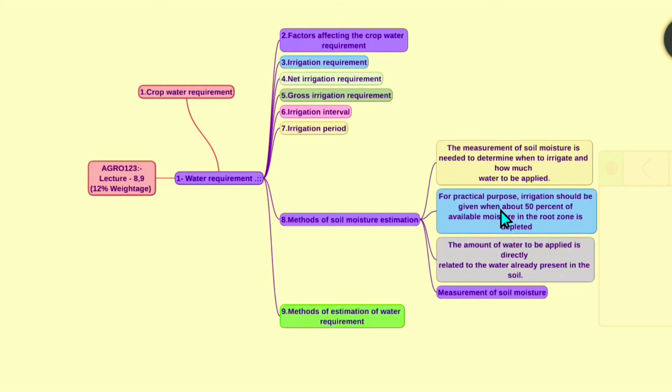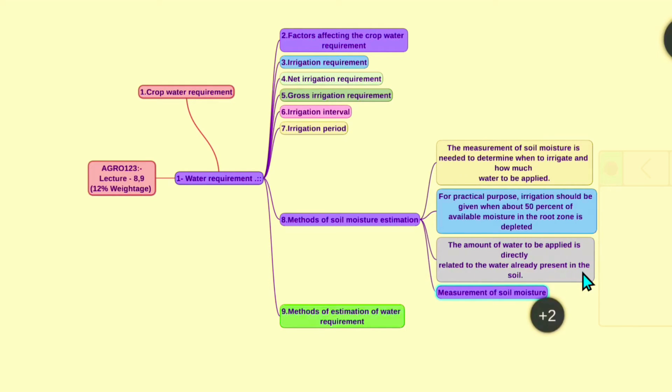And for practical purpose, irrigation should be given when about 50% of available moisture in the root zone is depleted. It means when 50% of available moisture is depleted, then the irrigation should be given. Next, the amount of water to be applied is directly related to the water already present in the soil. Important one.